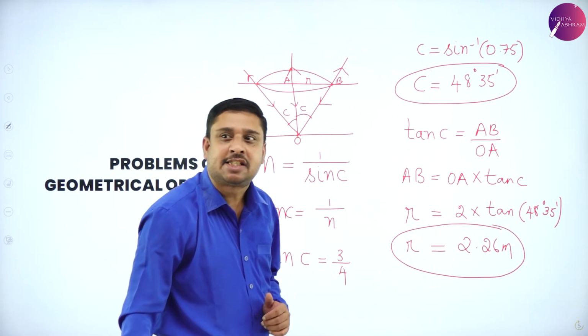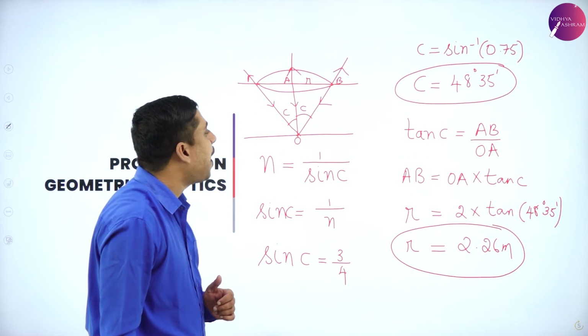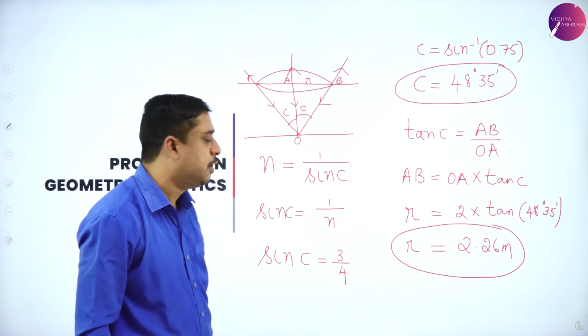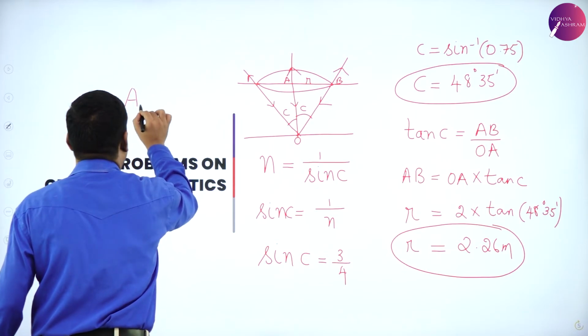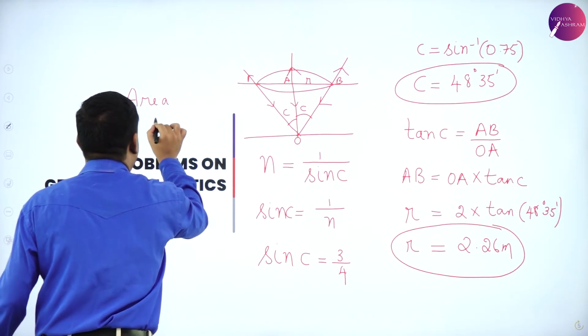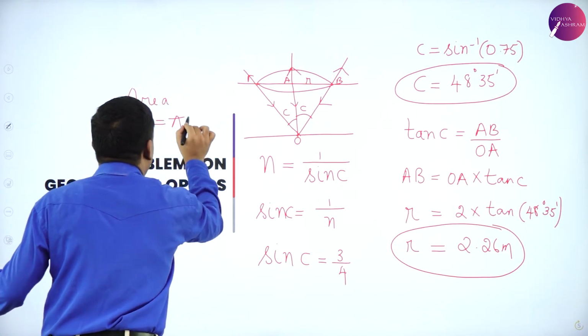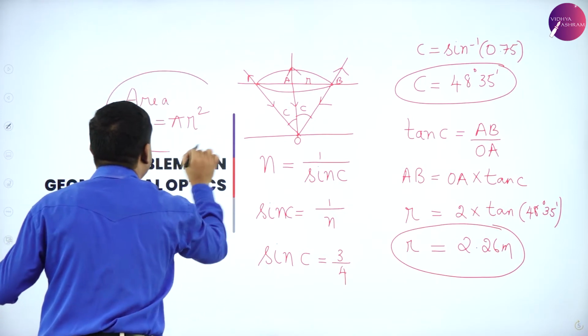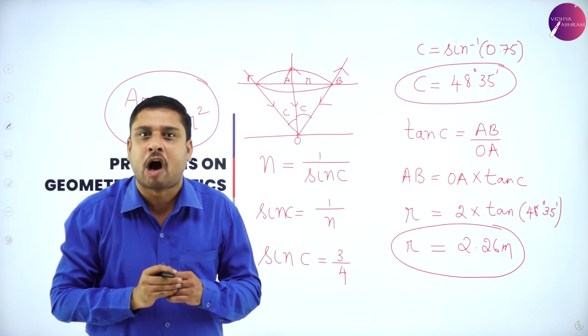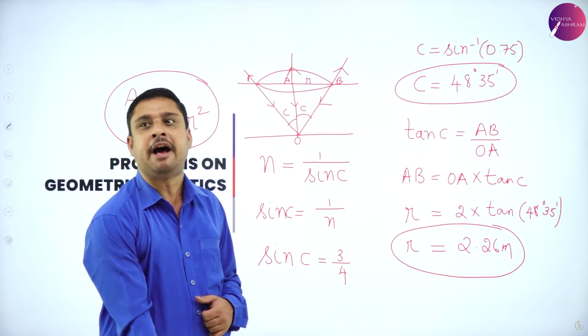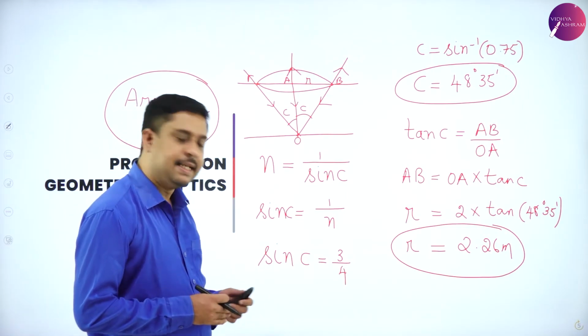So the radius of the circular patch is calculated. The final step, area. So area is pi r square. Do this bit of simplification, we get the area of the circular patch. The next one.